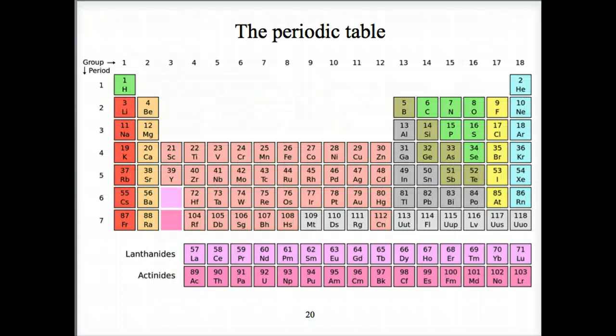So if I go back to my periodic table, I know that lithium, Li, must have 3 protons. It also, if it's neutral, has 3 electrons. I know that bismuth, number 83, has 83 protons, and therefore 83 electrons, unless it is charged.